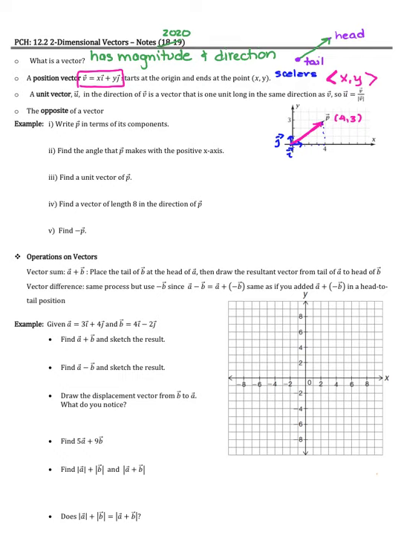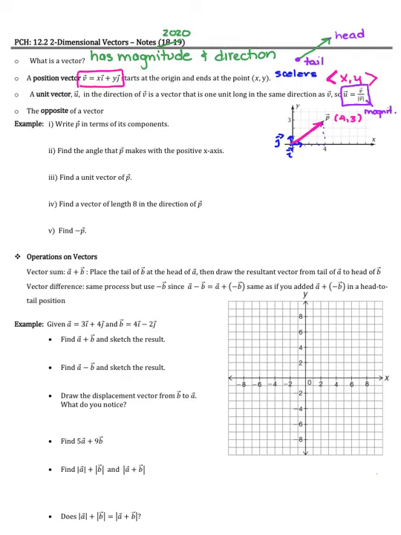Well, i and j are unit vectors, but any vector can be turned into a unit vector if you just divide by its magnitude. We use the absolute value symbol to represent the magnitude. The magnitude is basically the Pythagorean theorem. We're going to be doing it on this vector in the diagram in a second.